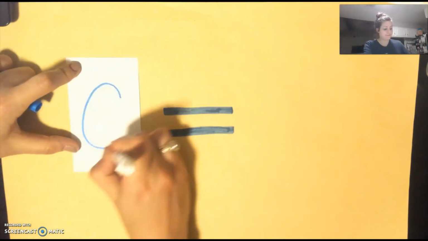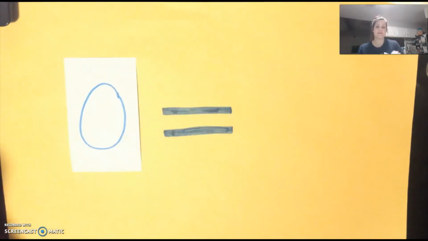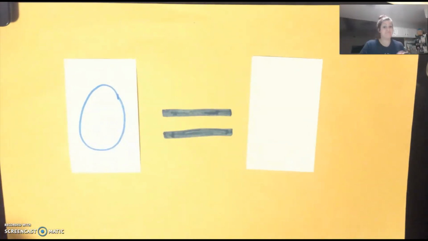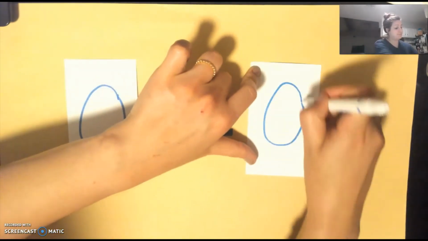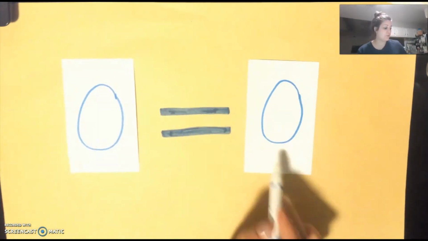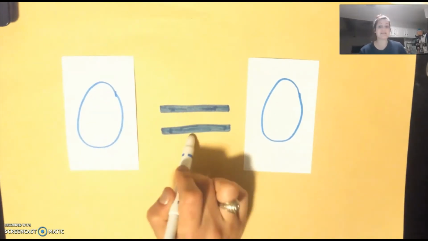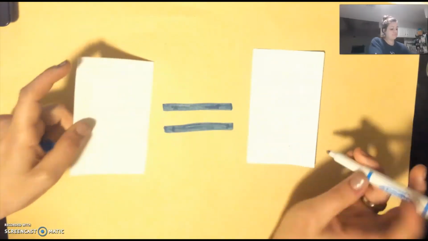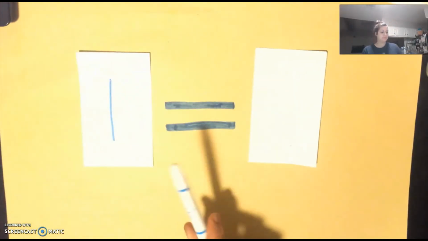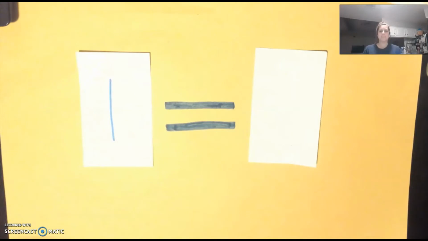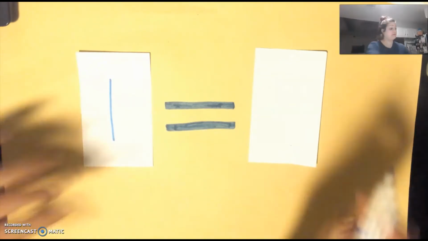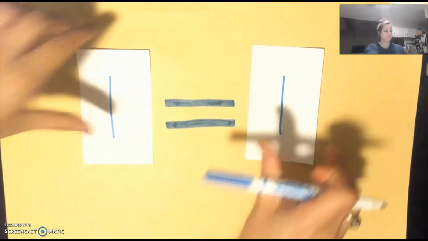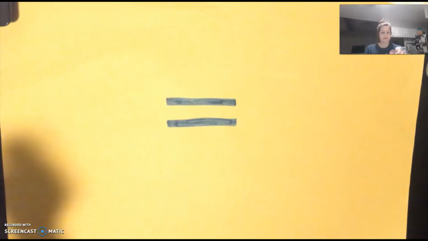If I have 0 on this side of the equal sign, what has to be here? That's right, 0, because 0 equals 0. 0 is the same as 0. What if I have 1 on this side? What goes on that side of the equal sign? 1. Because 1 equals 1. So now, here's what we're going to do.